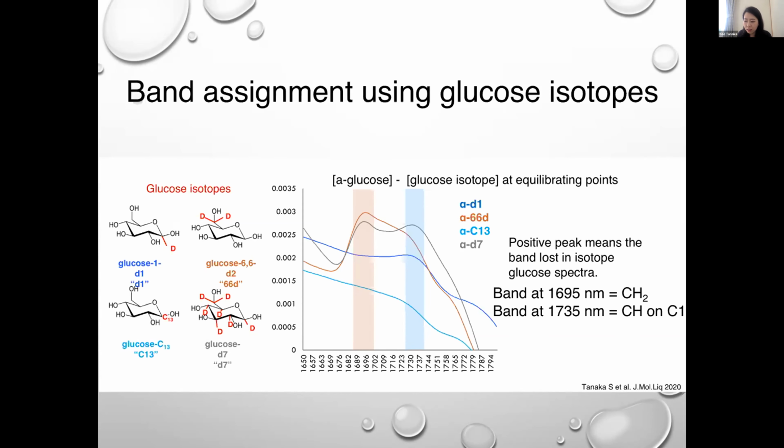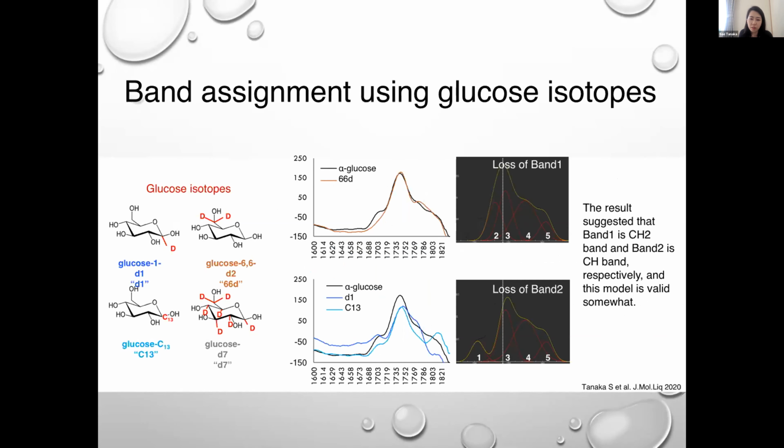I show here the subtracted spectra of each glucose isotope. The positive peaks are isotopic bands. The peaks highlighted in light orange originate from CH2, and the peaks in light blue originate from CH. The peak positions are determined roughly, because the subtraction method can easily change peak positions. It helped to assign bands in the Gaussian fitting model that I'll explain on the next slide.